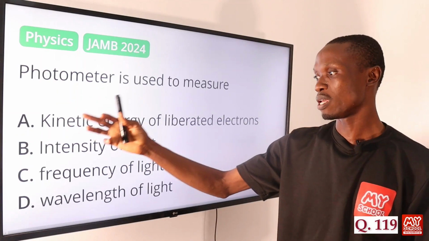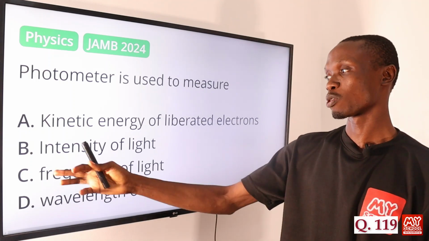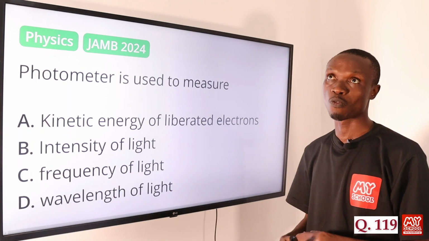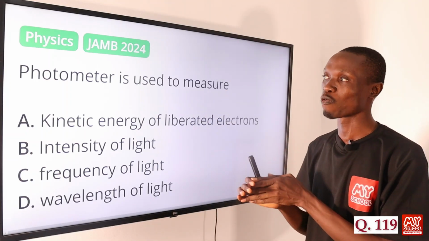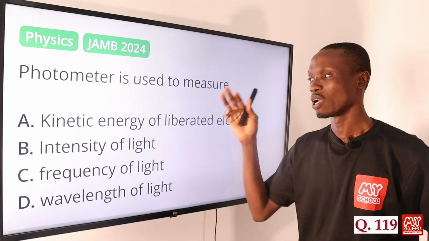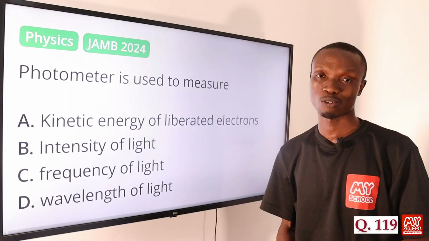So for option A and option D, a spectrometer is used, while for option C, the method of spectroscopy is used. Okay, but for the purpose of a photometer, it is used to measure the intensity of light, and that makes option B the correct answer to this question.